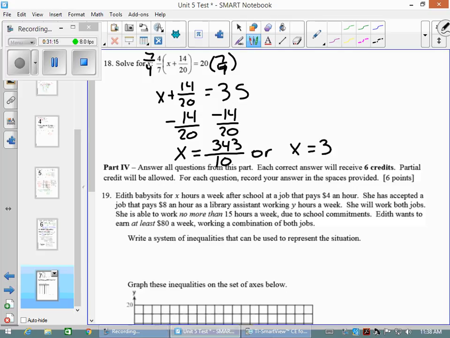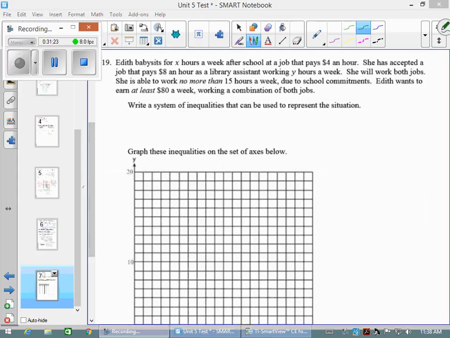19, they're telling us that a student babysits for x hours a week at a job that pays $4 an hour. She has accepted a job that pays $8 an hour as a library assistant, working y hours a week. She will work both jobs. She's able to work no more than 15 hours a week due to school commitments. So that's another important thing that we would want to underline. And Edith wants to earn at least $80 a week, working a combination of both jobs. They want us to write a system of inequalities that can be used to represent this situation.